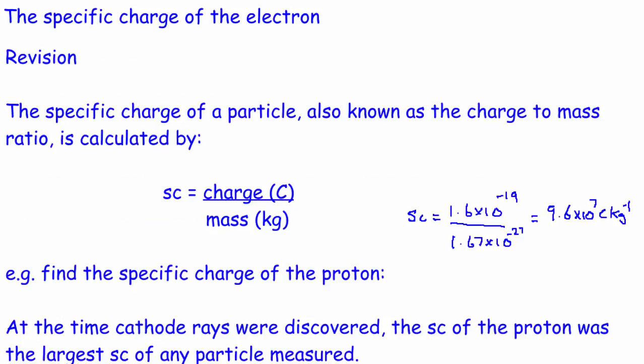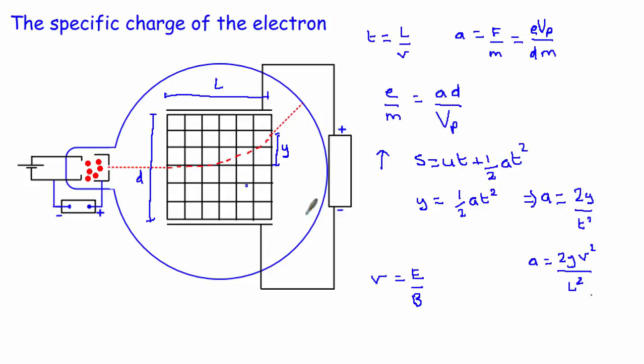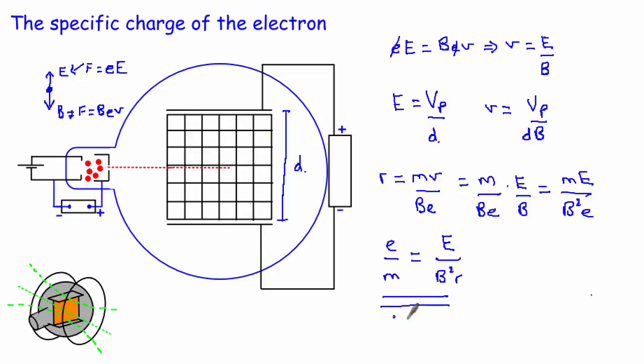The equations are quite complicated, and what you're expected to do is derive each one of these, this one, and finally this one, in the exam. So very often they say show that the equation is given by this here, and then calculate the specific charge of the electron.